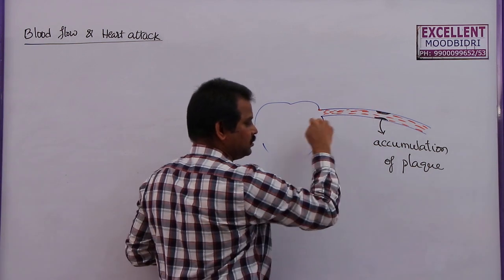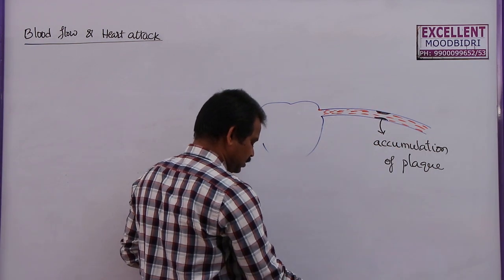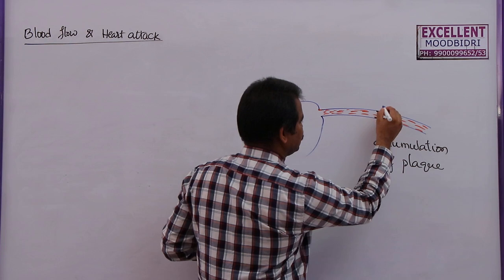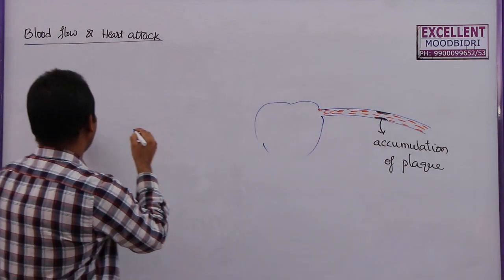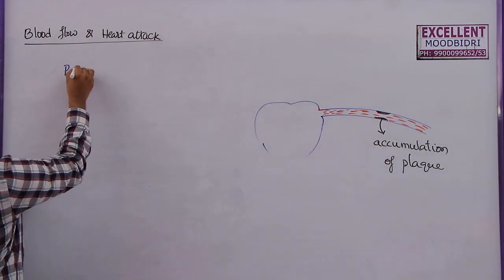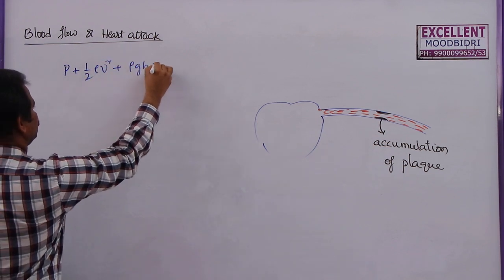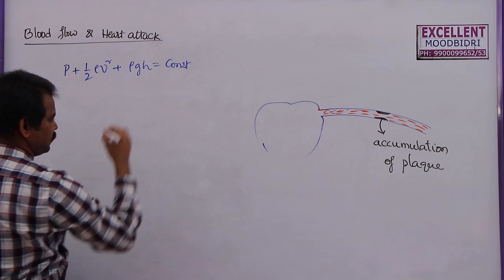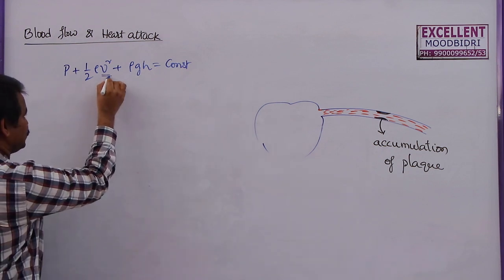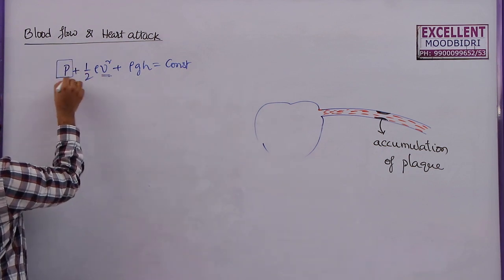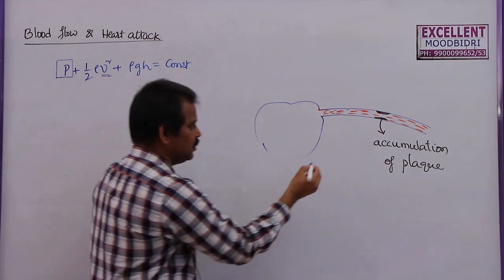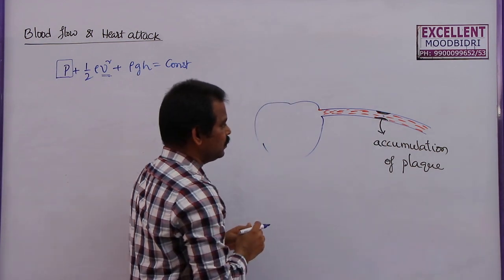Whenever area decreases, the velocity will increase here. Whenever this velocity increases, we know from Bernoulli's theorem, P plus half rho V square plus rho g h is always constant. So whenever velocity increases, the pressure energy always decreases. That means the pressure here will decrease.